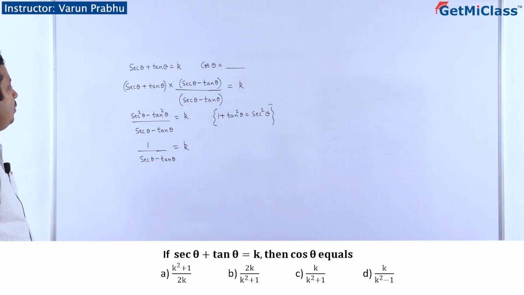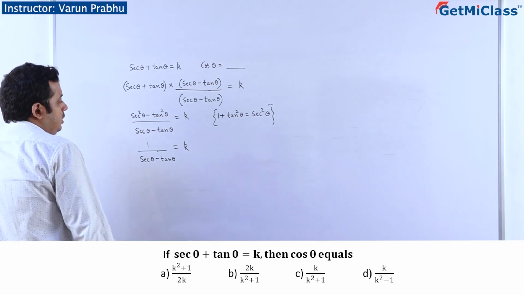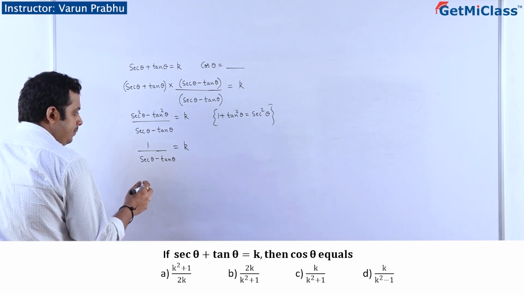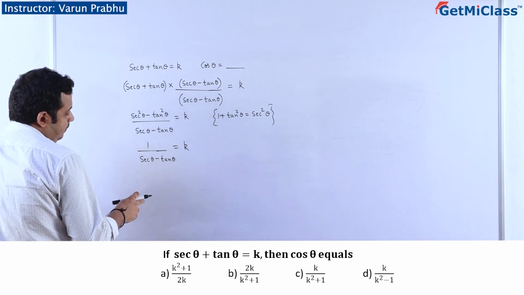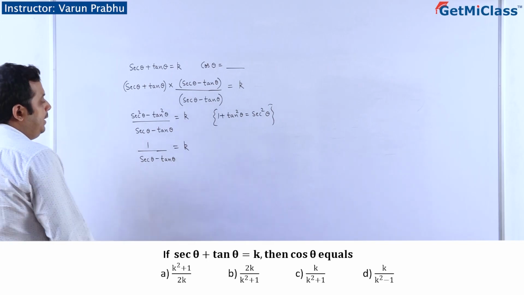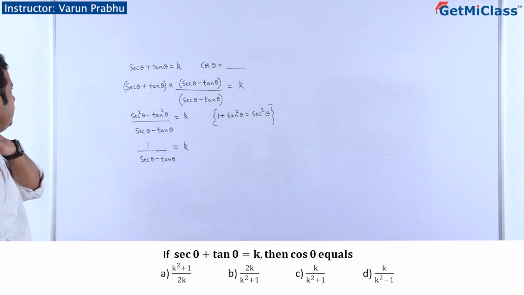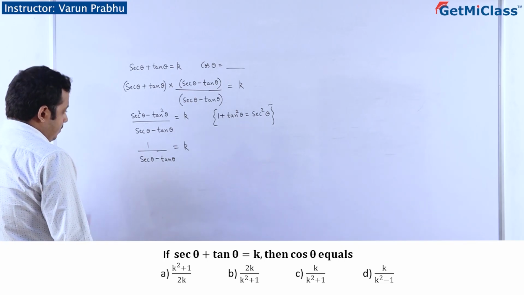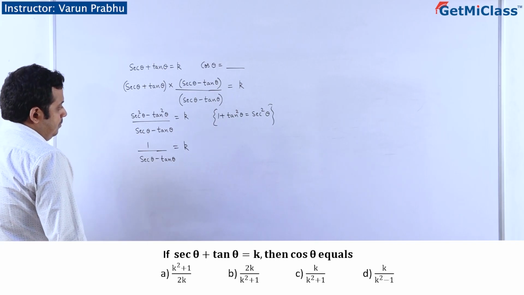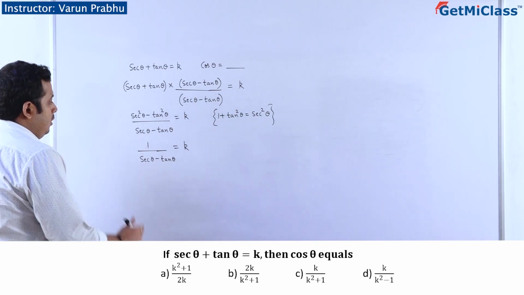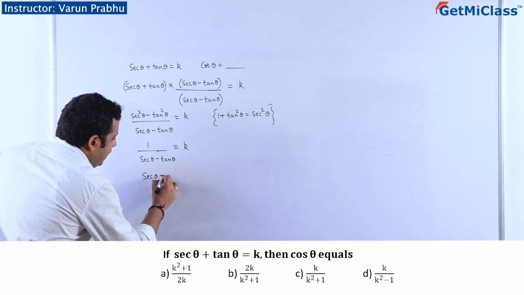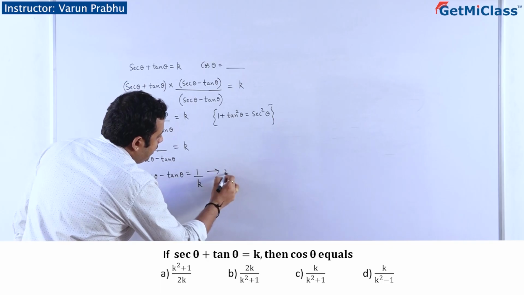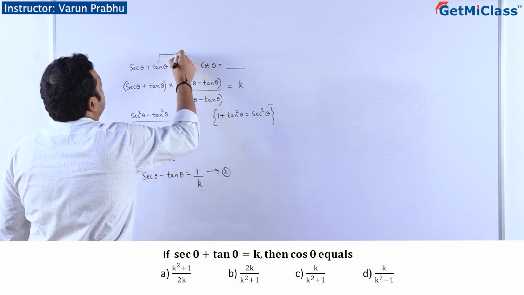Now the question is asking you to calculate what is the value of cos theta, right? What's the value of cos theta? So I can write secant theta minus tan theta, 1 divided by secant theta minus tan theta is equal to k. So we can write here secant theta minus tan theta, I can write this as 1 divided by k. This I'll put as equation 2 and this I'll put as equation number 1.